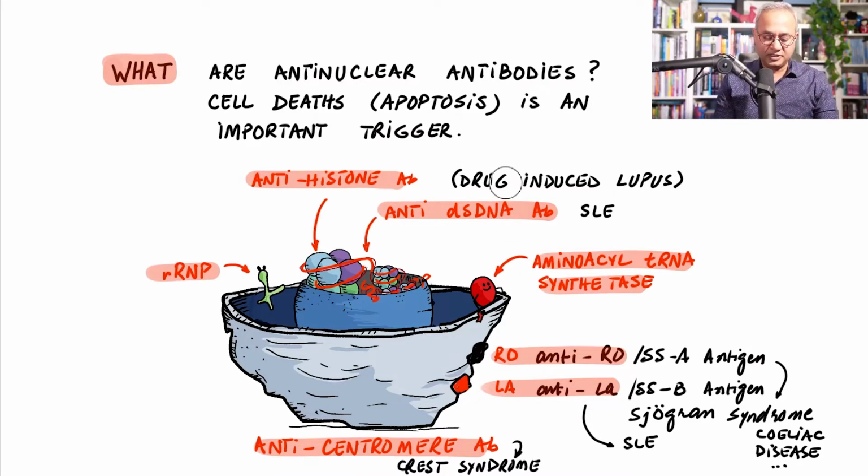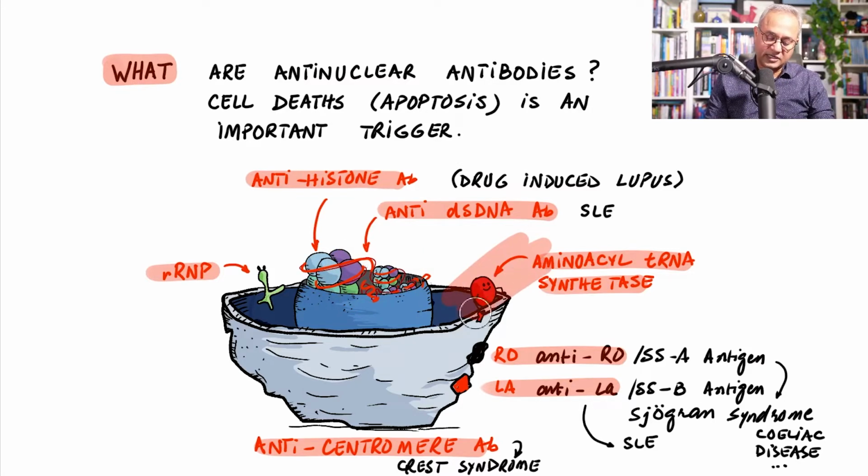So let's start the discussion. Here we're going to discuss anti-nuclear antibodies. So the first question: what are anti-nuclear antibodies? The answer, as the name says, these are antibodies against various parts, especially the nuclear parts of the cell, the parts inside the cell nucleus. However, it is not necessary that anti-nuclear antibodies only target antigens inside the nucleus.